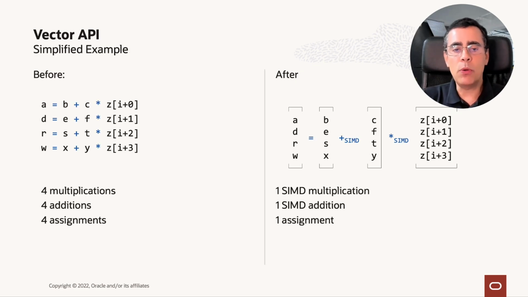Here's a conceptual model of a vector operation. Instead of needing to repeat operations, we can achieve the same result with a single pass.